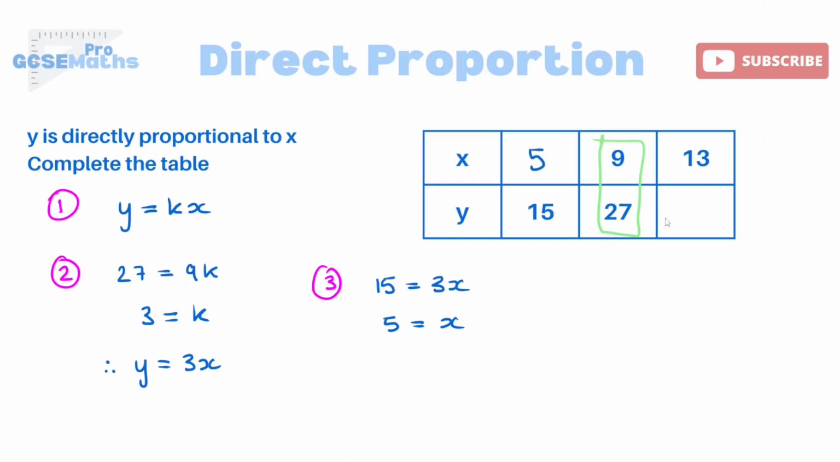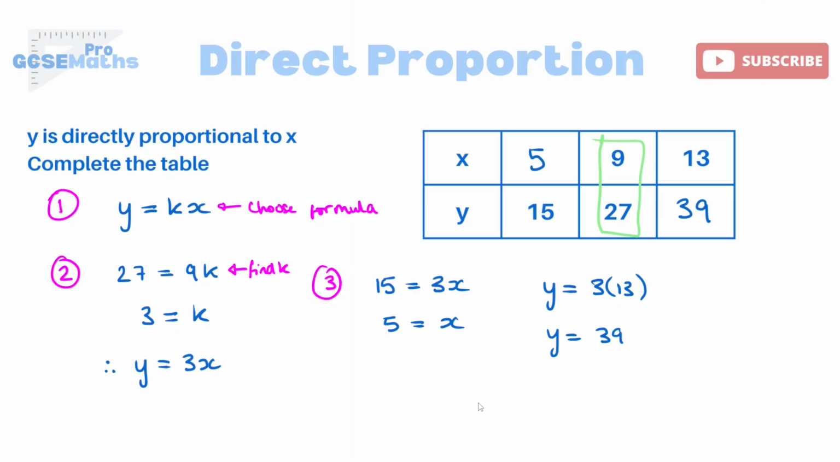And then answer the question again. This time though, I know that x is 13. So actually, I don't even need to rearrange anything. I just need to work that out, which is 39. And now I've completed the table. So you've got 3 steps. Step 1 is to choose the correct formula. So direct proportion, inverse proportion.